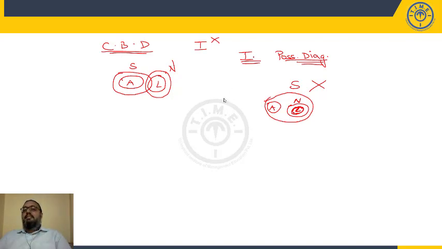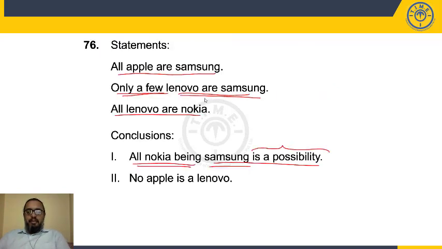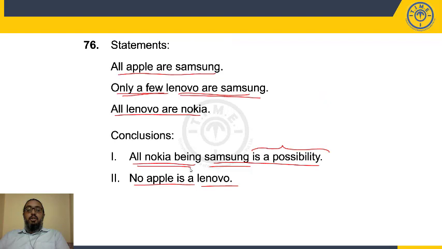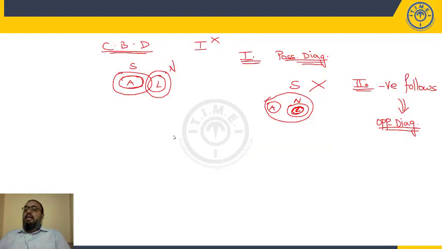Since he says it is a possibility and I have proved it is not a possibility, it does not follow. And the second one, no Apple is a Lenovo. Yes, you have the Apple circle separate, Lenovo circle separate. So the second one is a negative conclusion that follows. So when a negative conclusion follows, what do we do? We take the complementary diagram or opposite diagram. And what is the opposite for no Apple is a Lenovo? For no A is a B, some A's are B's. So for no Apple is a Lenovo, we will consider some Apples are Lenovo.